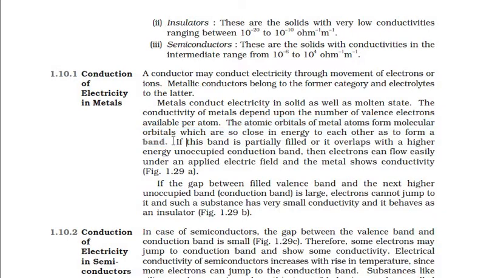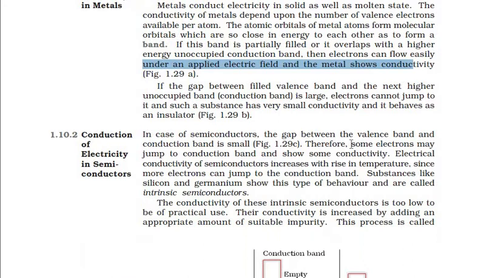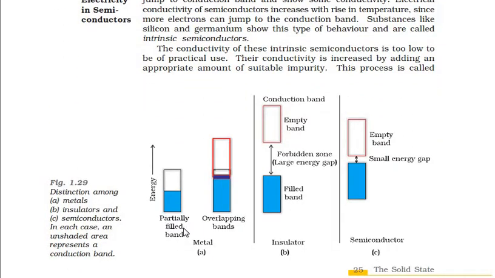Now if this band is partially filled or it overlaps with a higher energy unoccupied conduction band, then the electron can flow easily under an applied electric field and the metal shows conductivity. Now this can be easily understood by this figure. So you can see figure 1.29a, which is depicting the conduction in metal, where you can see this blue part and the white part. White part is the empty part and the blue part is what?